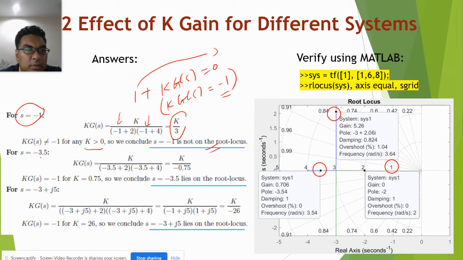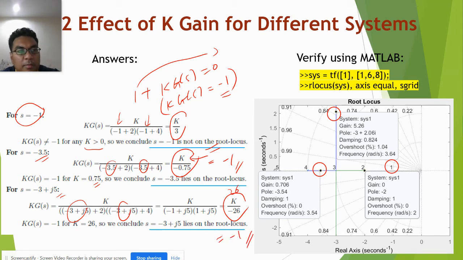But for cases number 2 and 3, -3.5 and -3 plus 5j, when you replace here and here, you get this final form. So you know that for k greater than 0, for example 0.75, when you replace here, you will get the value of -1. And also for this one, when k is 26, you can also get a value of -1. So you can conclude that both s equal to -3.5 and -3 plus 5j are on the root locus.